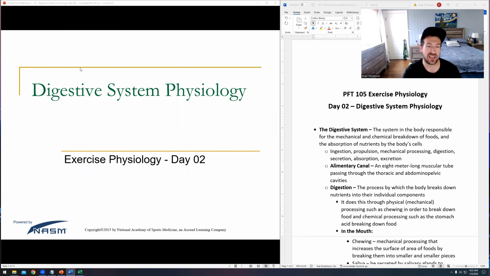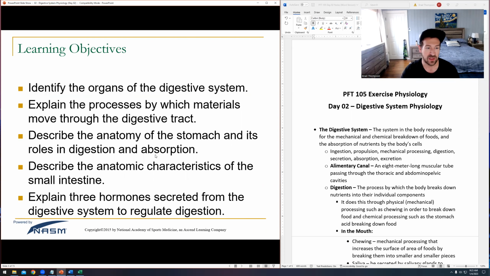Alrighty, so we are looking at digestive system physiology today. We want to understand how our digestive system, all of its individual pieces, that's its anatomy, and how they function, the physiology, right? So, learning objectives today. We're going to identify all of the organs of the digestive system. That's the anatomic discussion. Explain the processes by which they are actually going to move things around. That's how they start to operate and work.